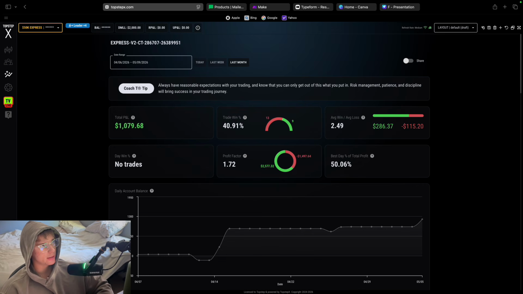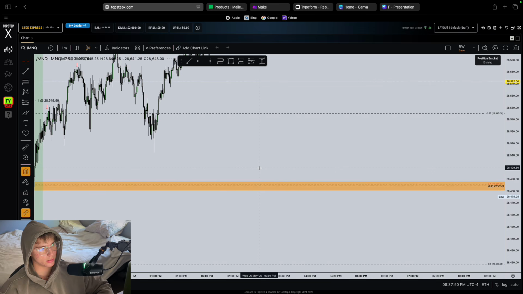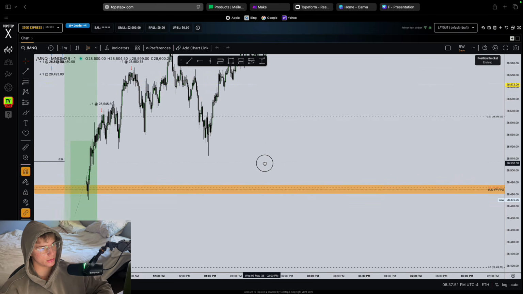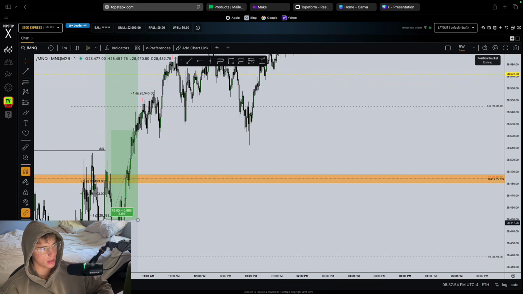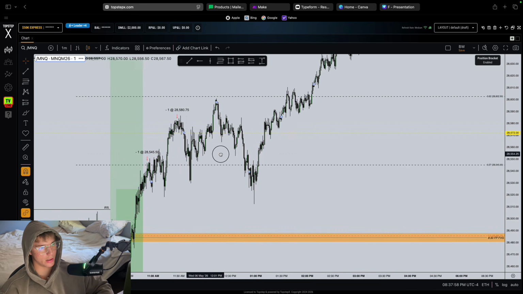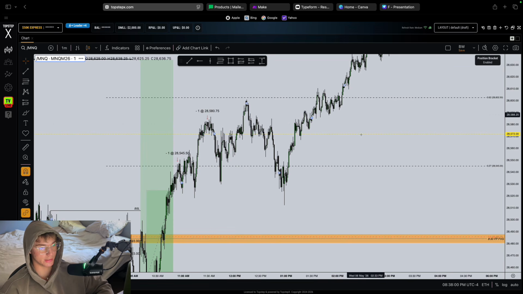Let me show you guys the executions. As you can see, $1,000 on the day right there, times 5 accounts. Let's go to executions right here. Entry right here. You can see one take profit there, and then another take profit here in between the extensions. Beautiful day. Can't really complain.